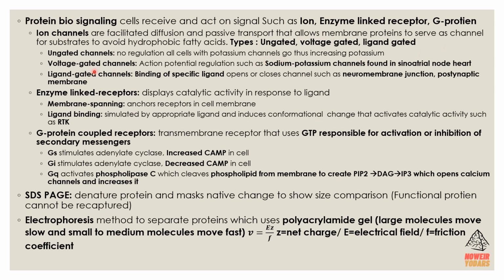So the ungated is basically no regulations. It will let in most things, and it's associated with potassium channels. Why is that associated with potassium? Because potassium is one of the largest atoms. So if it allows such a large atom, it will probably allow other things as well.